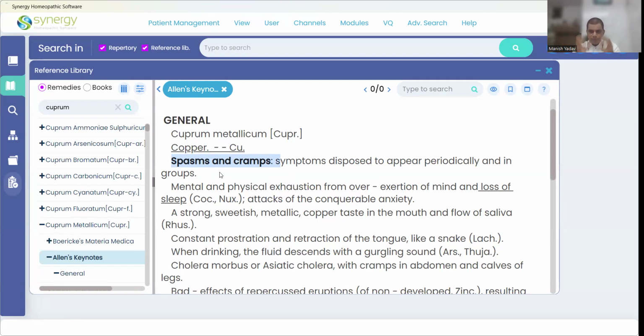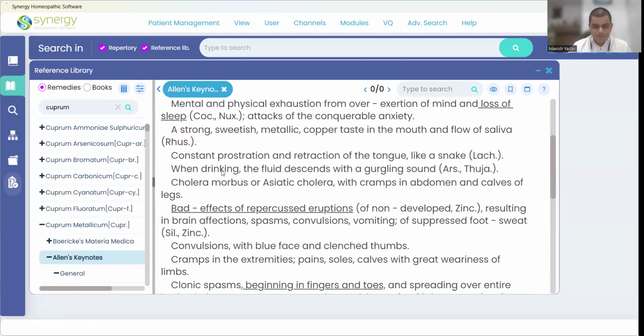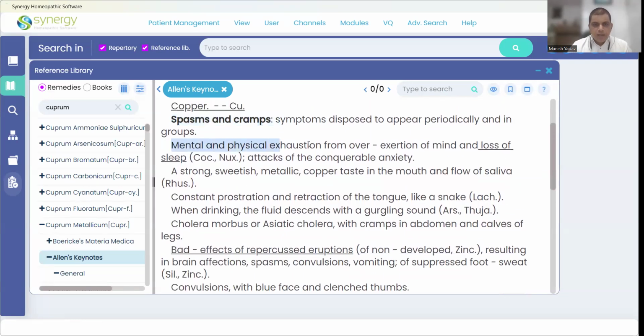Spasmodic, spasmodic. Now, as we learned in Dioscorea, the tea drinkers, the disposition. What about Cuprum metallicum? It is written here, mental and physical exhaustions from overexertion of mind and loss of sleep.